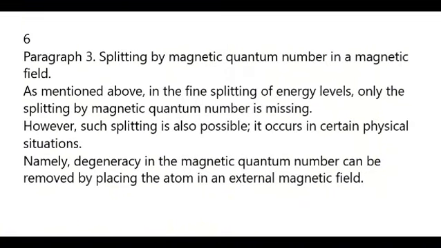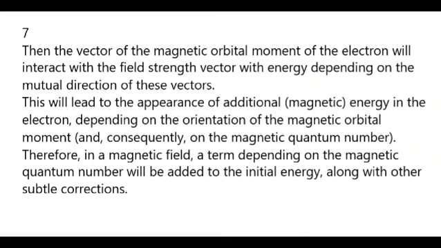Paragraph 3. Splitting by magnetic quantum number in the magnetic field. As mentioned above, in the fine splitting of energy levels, only the splitting by magnetic quantum number is missing. However, such splitting is also possible. It occurs in certain physical situations. Namely, degeneracy in the magnetic quantum number can be removed by placing the atom in an external magnetic field. Then the vector of the magnetic orbital moment of the electron will interact with the field strength vector with energy depending on the mutual direction of these vectors.